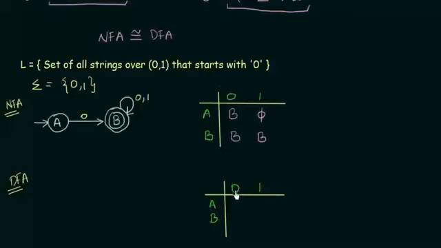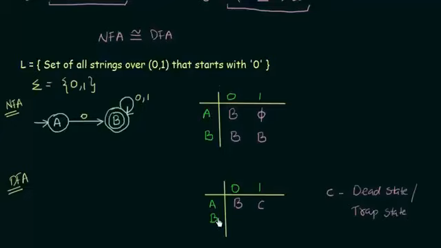So A on getting input 0, where does it go? It goes to state B. And A on getting input 1, where does it go? It goes to phi. Phi is a dead configuration in NFA, but in case of DFA, we cannot have a dead configuration. This should be replaced by some kind of state. And what is that state? I will call it state C, and state C is my dead state. It is the dead state, also known as the trap state.